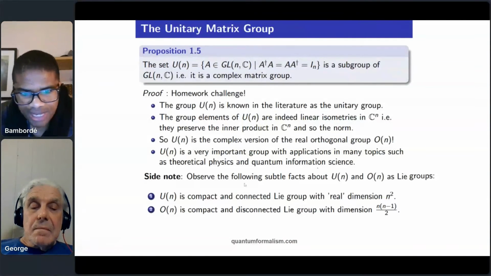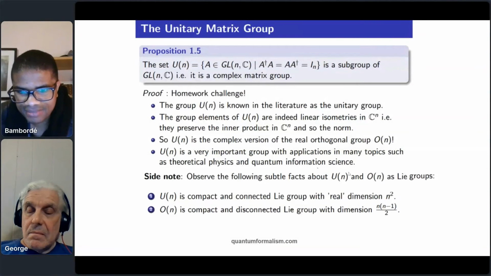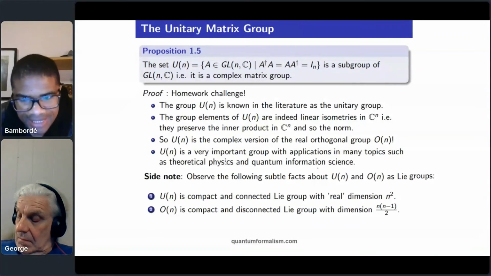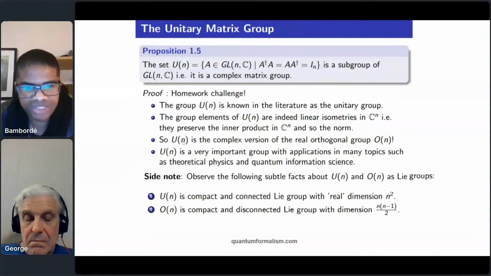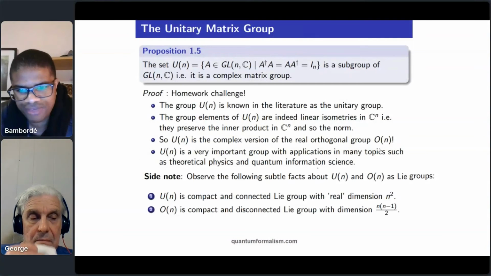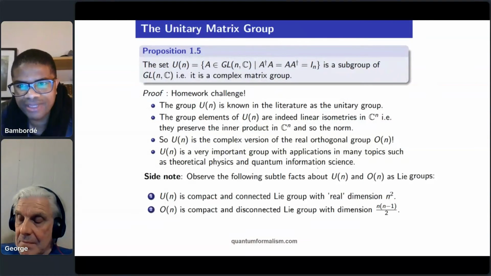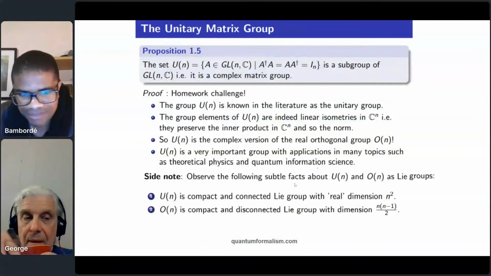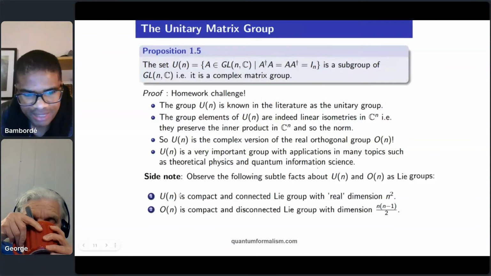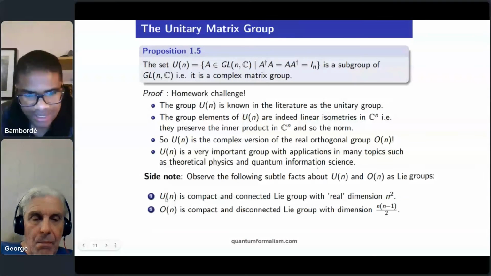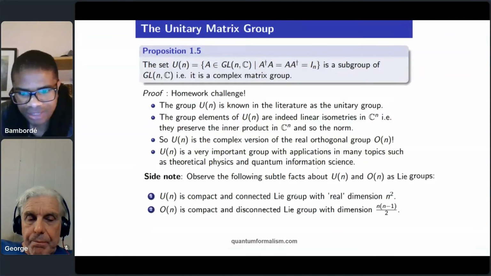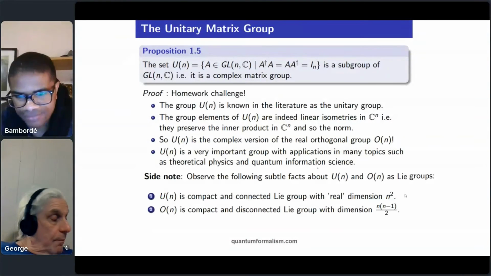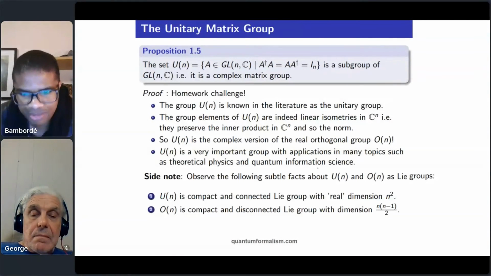So let's go back again to the facts. U(n) is the complex version, let's say, of the real orthogonal case, essentially. But let's see some subtle differences between them. Now look at this. U(n) is a compact and connected Lie group of dimension n squared. I hope I got this right.